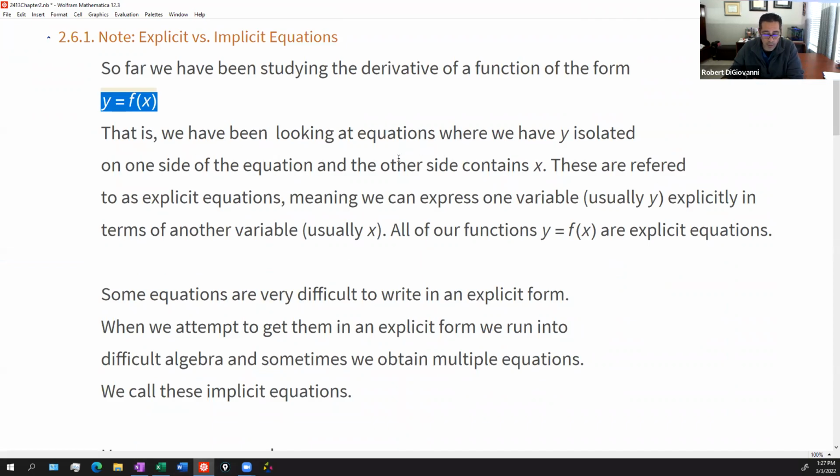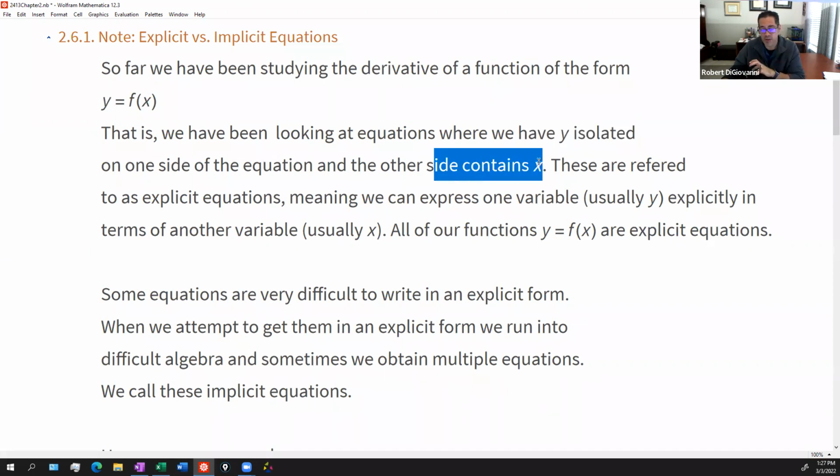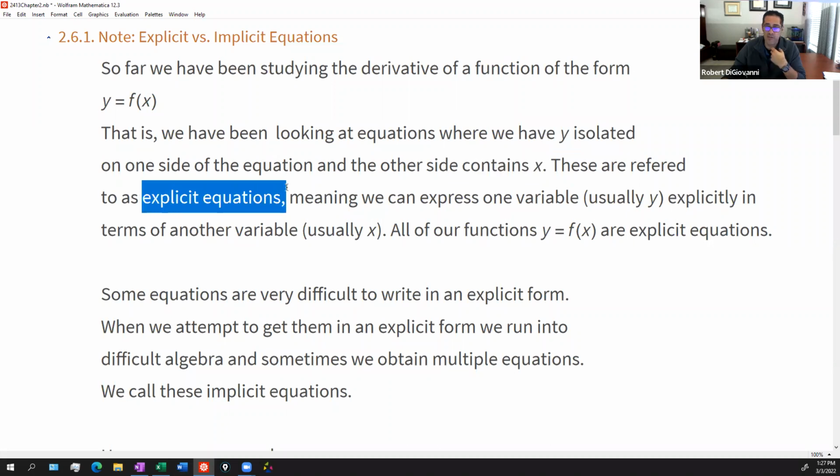So when we can isolate the y on one side of the equation, and then we can get the x's on the other side of the equation, we refer to that as an explicit equation. It just means that you can solve for one of the variables in terms of the other. You can get y by itself with x's on the other side, or you can get x's by themselves with y's on the other side. Either way, if you can do that, that's called an explicit equation.